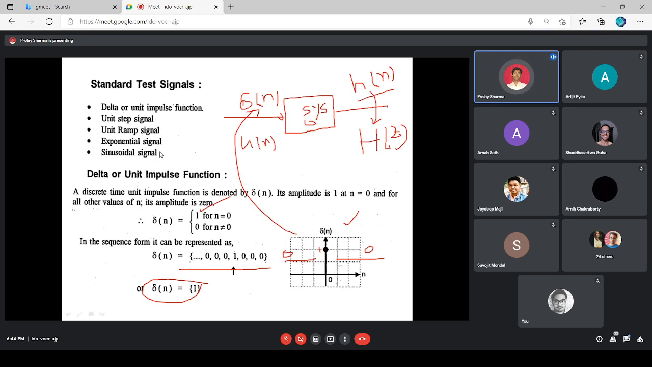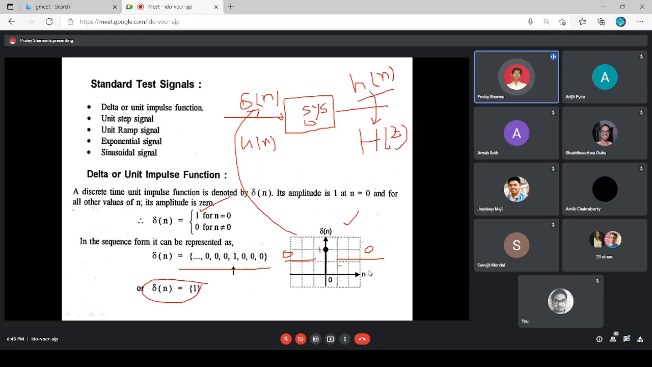Why is it called a test signal? Because if we have designed some system, then the system is characterized with some standard test signal. These standard signals are used to characterize the system, and for that reason they are called standard signals. The first standard signal we have is the delta or unit impulse function.